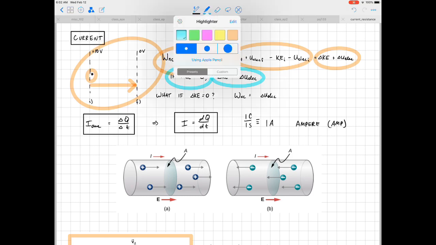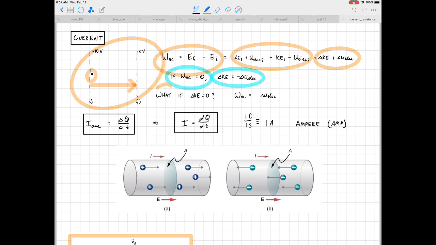But I want to ask a different question. What if the change in the kinetic energy is 0? You may say, well, how would this be possible? How could this charge go from the left-hand side to the right-hand side without speeding up? And the answer turns out to be more obvious than you might originally think.